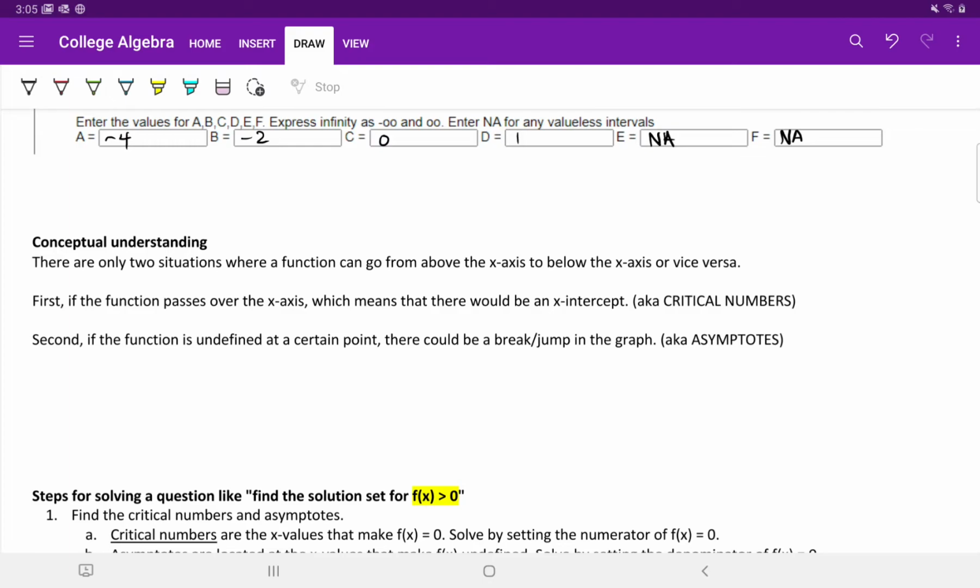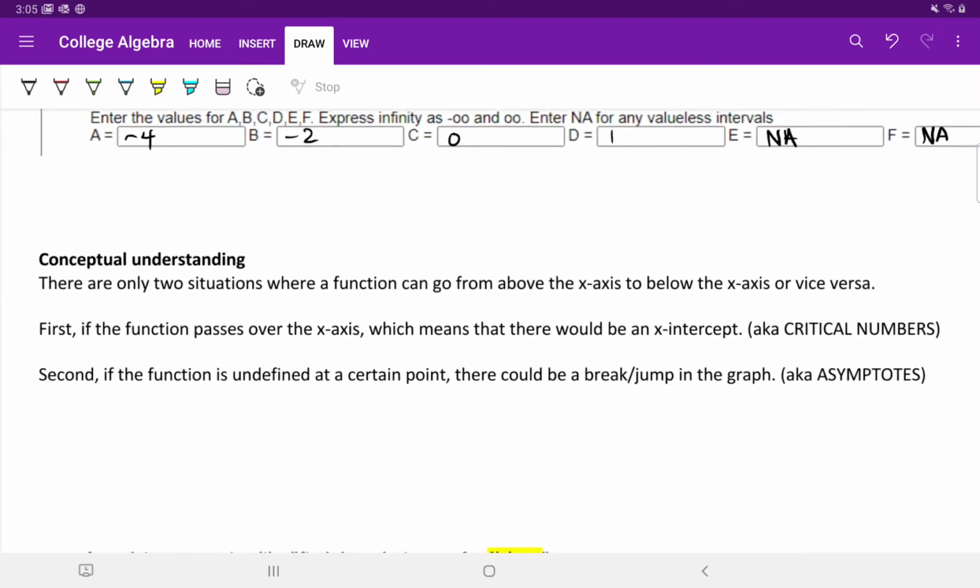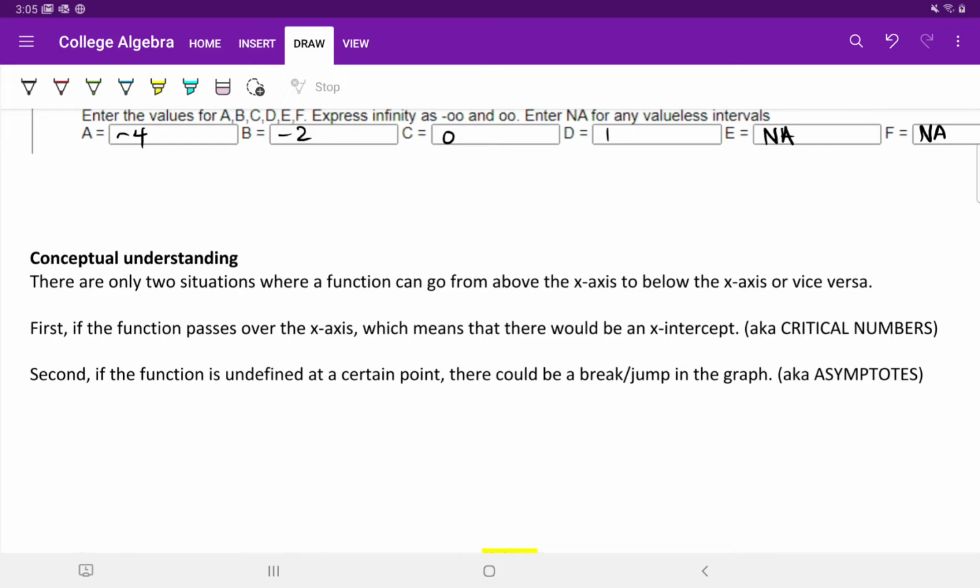So just to bolster our conceptual understanding here, there are only two situations where a function can go from above the x-axis to below the x-axis, or vice versa. So I'm going to draw a graph. I'm just going to draw a random kind of squiggly graph. Let's do like this. So our function is above the axis here, here, here, and then it's below the axis here, here, and here.